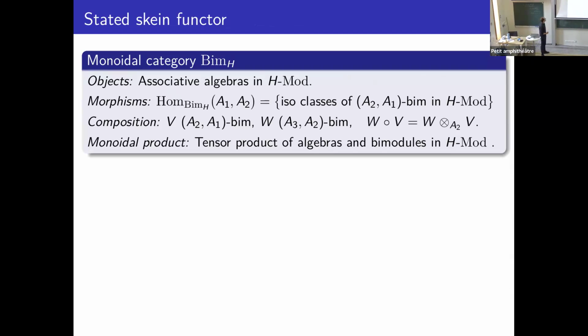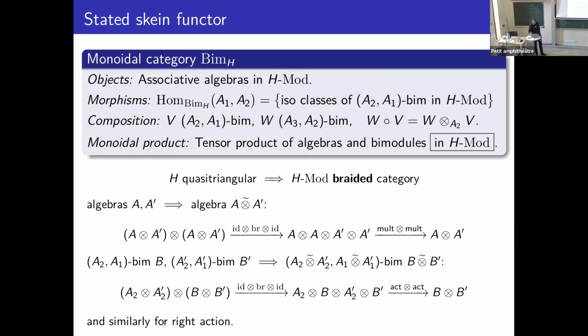So the objects are associative algebras internal to H mod. The morphisms are isomorphism classes of bimodules in H mod. The composition is the usual composition of bimodules, which is by tensoring over the middle algebra. And the monoidal product is the tensor product of algebras and bimodules. So this uses a property of the category H mod. Since H is quasi-triangular, which means you have an R matrix, H mod is a braided category, and then you can define the tensor product of algebras and bimodules.